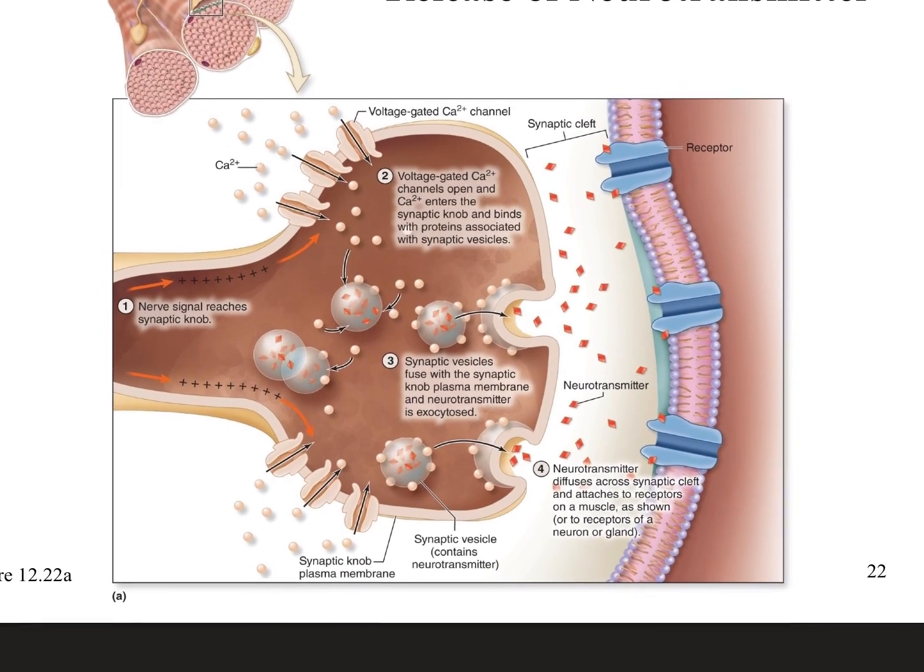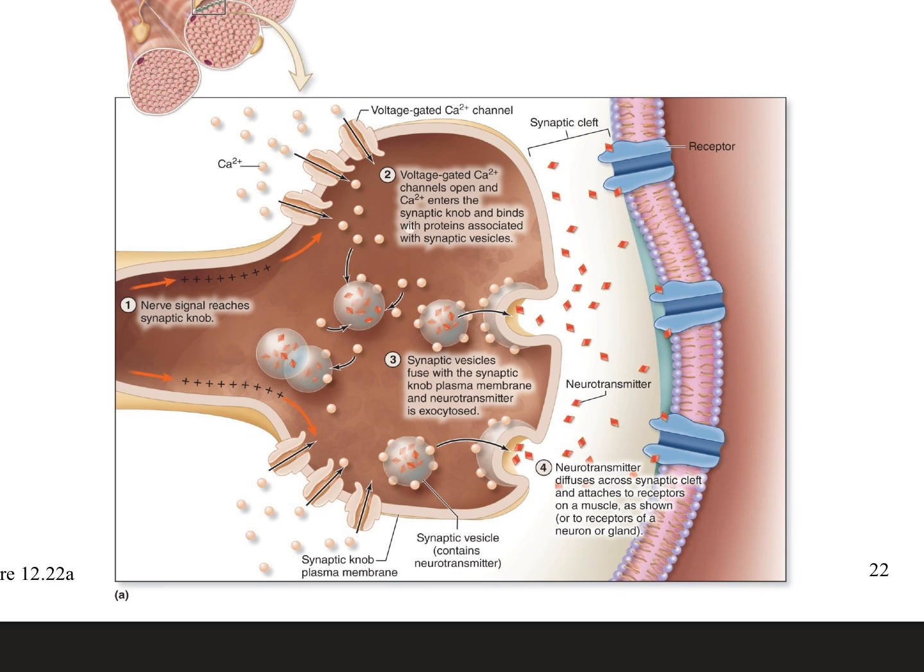So here's your release of neurotransmitter. The voltage-gated calcium channels open, triggering the influx of calcium, and then the release of neurotransmitters. And that neurotransmitter can then diffuse across the synaptic cleft and bind to its receptor.